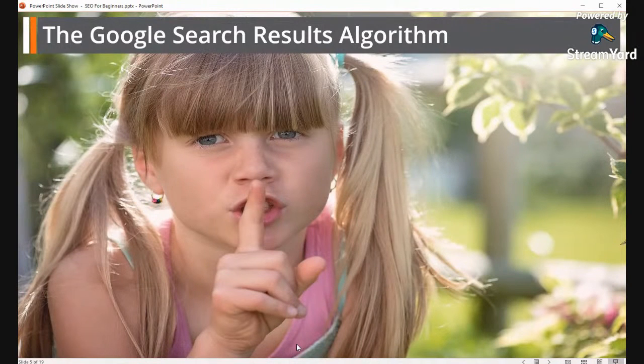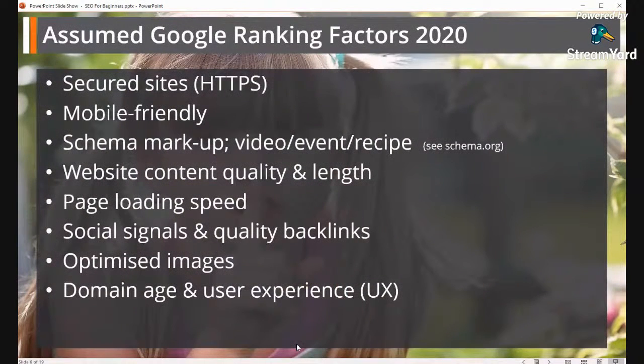Okay, so the Google search results, how does it actually display all those items? Well, nobody really knows. We've learned that SEO is a process of trying to get Google to rank you higher on the search engine results, but how can you actually do that? Because nobody knows the secret sauce that Google is using to rank websites. But there are a few good indications. So let's have a look at some of these.